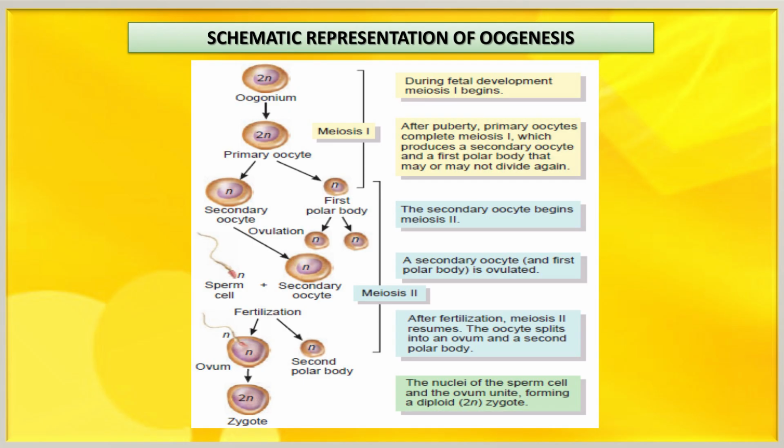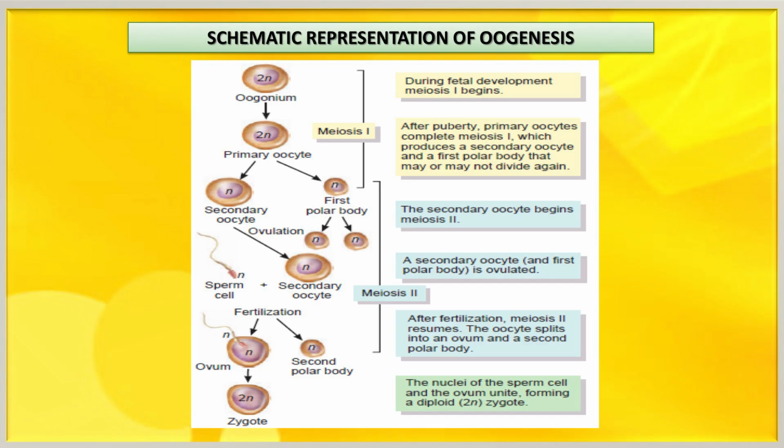The secondary oocyte is not going to complete meiosis 2. Only after the sperm comes and fertilizes the ovum will this process be triggered and meiosis 2 be completed. On the completion of meiosis 2, what will happen?